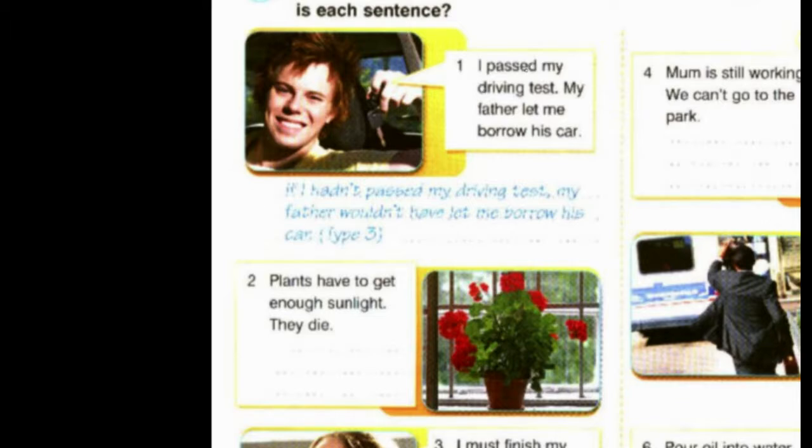Okay, number 1. I passed my driving test. My father let me borrow his car. So here the guy is in the car already. So he passed his driving test in the past. That's very, very important. Past action. Here we talk about some past actions. If we talk about some past actions, we use condition type 3, unreal, because everything has already happened, there is nothing to change, and we talk about some imaginary situation.